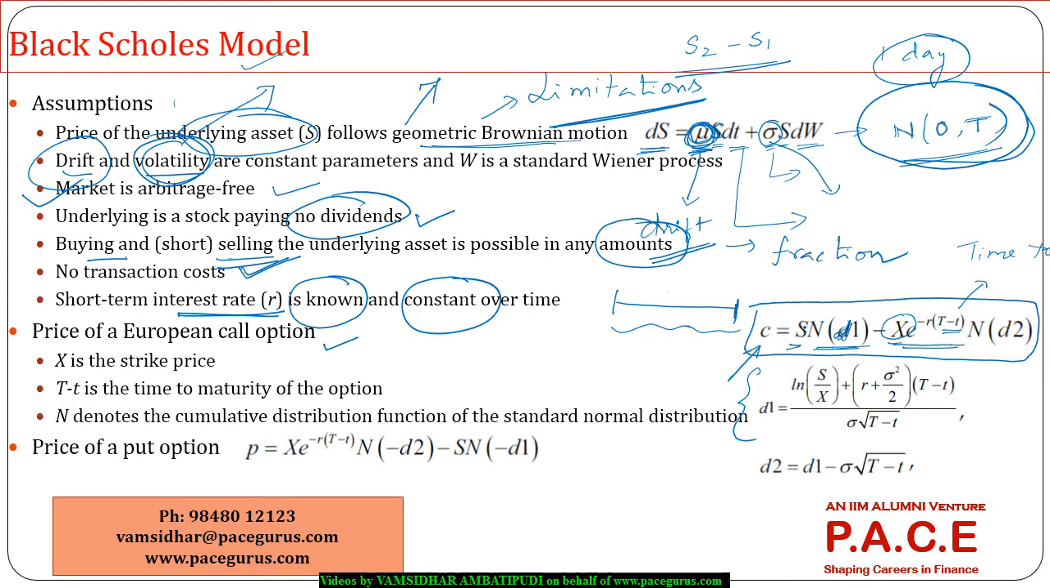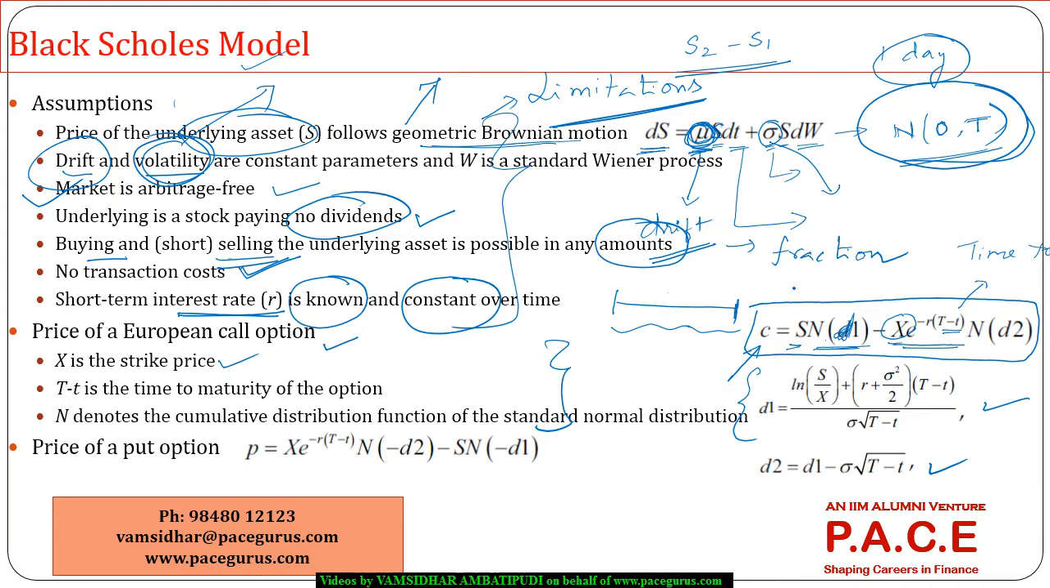So it is like the spot price times N(D1), where N(D1) is the cumulative distribution function of the standard normal distribution corresponding to D1, minus the present value of the strike price times N(D2). D1 and D2 are calculated through this kind of model, and X is the strike price of the option. So based on this, it's a straightforward formula assuming all these things are met.